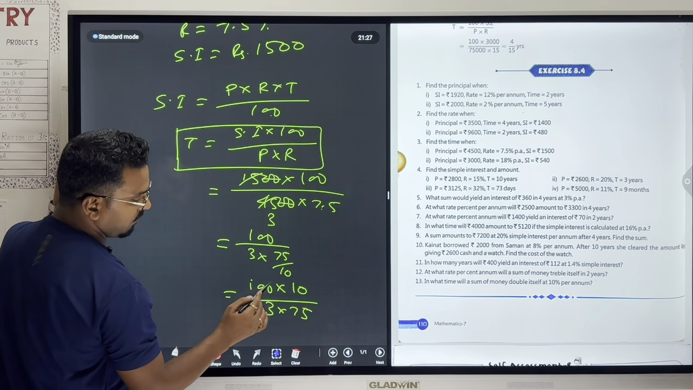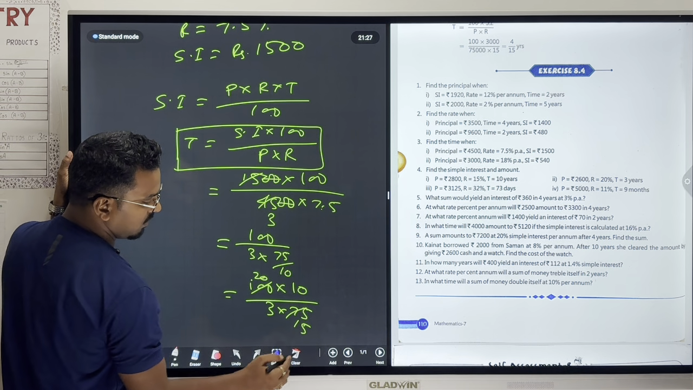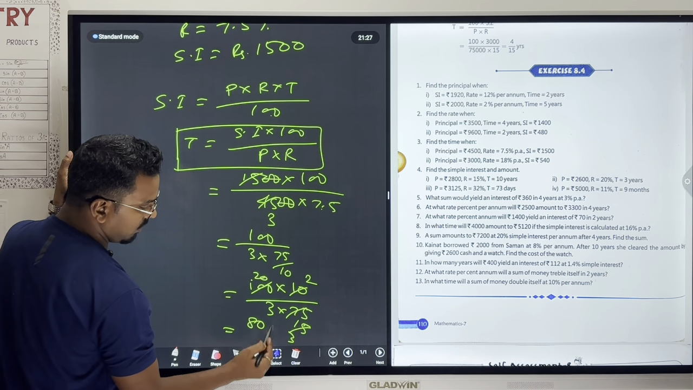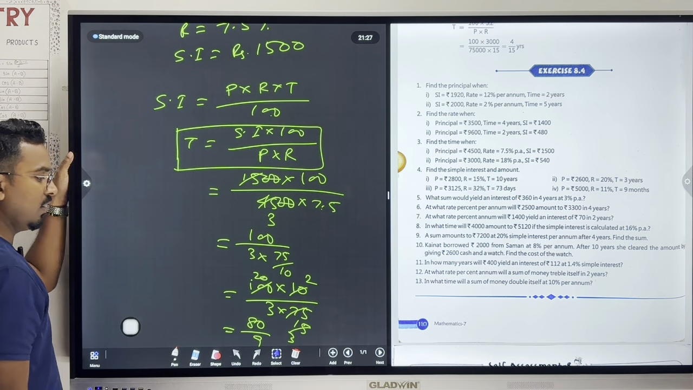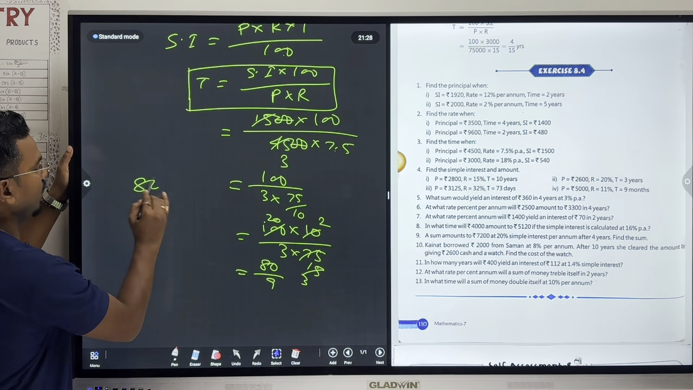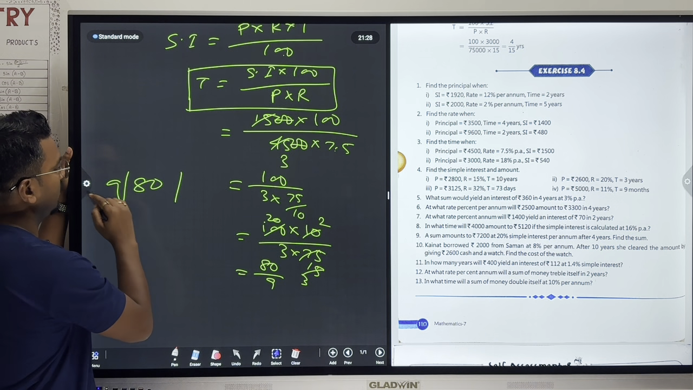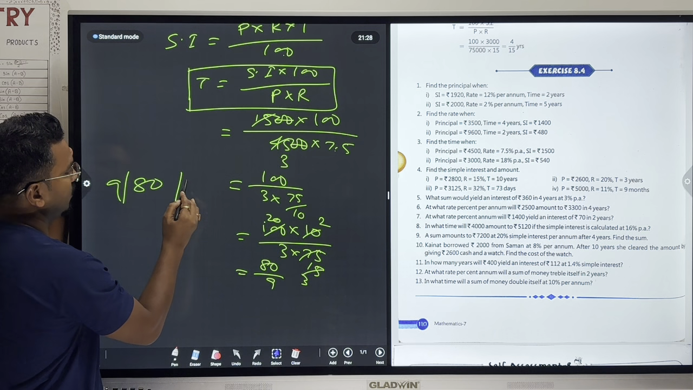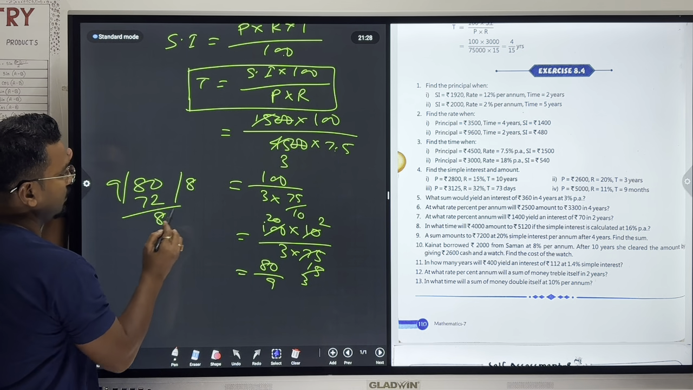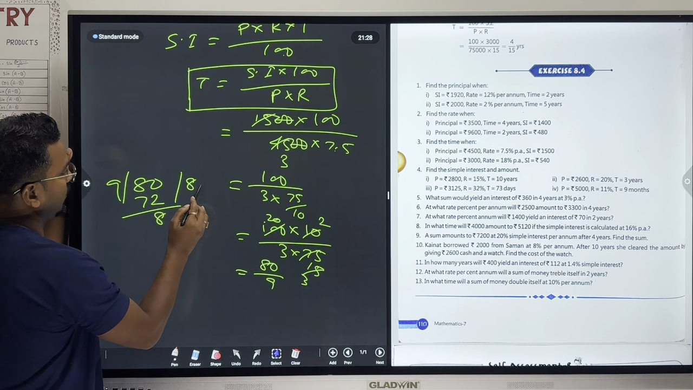Dividing by 5, 5 3s are 15, 5 2s are 10. So this will become 80 and here it will become 9. So 80 divided by 9. If you divide 80 by 9, 9 7s are 63, 9 8s are 72. Again 8. If you take the decimal point, 9 8s are 72.